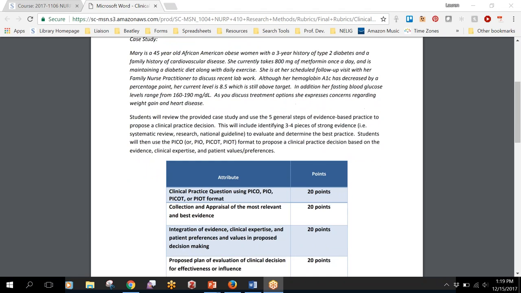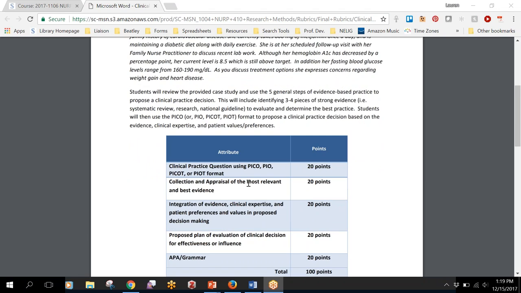So your job is to collect and appraise the most relevant and best evidence, and then to integrate that evidence along with clinical expertise and patient preferences and values in order to come up with the best care plan for Mary. So that's what you're being asked to do in this assignment. And in the next videos, we're going to take a look at exactly where and how you can search for these sources so that you can pull together a care plan.